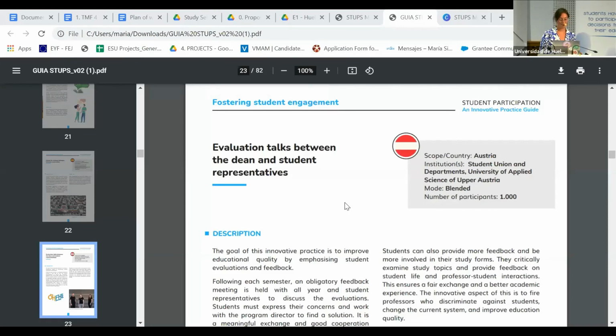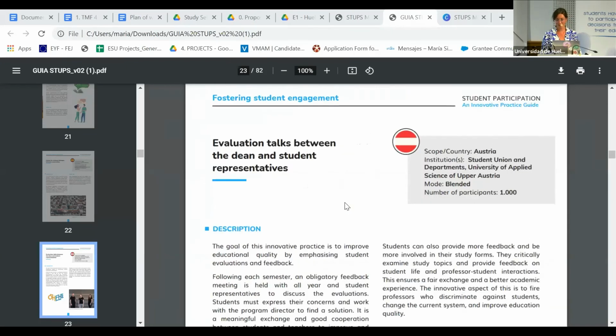There are so many practices, but I remember there was a practice related to migration and disadvantaged groups. There is one as well for students with disabilities, and so on. But I cannot tell you more. Sorry.